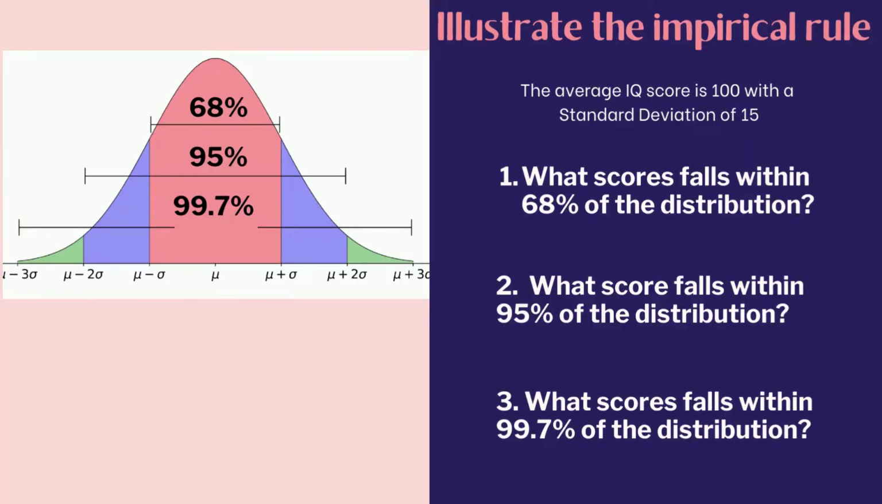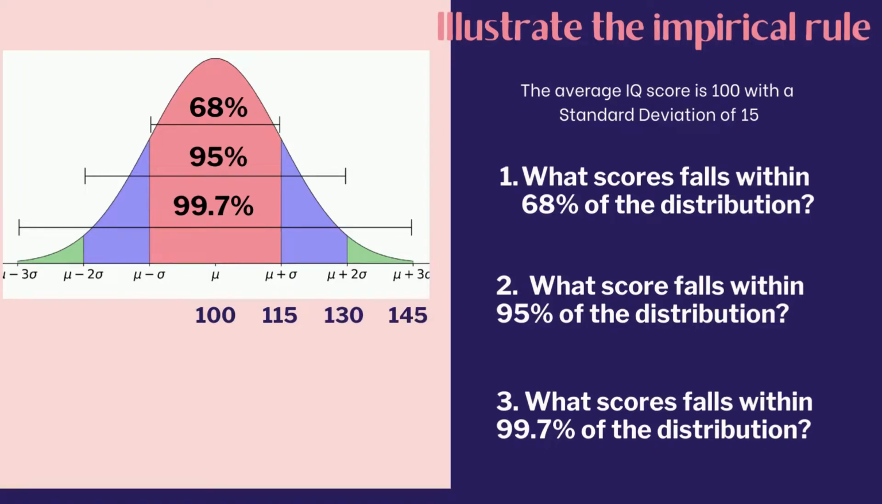So now, let's illustrate the empirical rule. Let's answer this given question. The average IQ score is 100 with a standard deviation of 15. So the mean is the average and it's 100. So we have here the bell curve and the standard deviation is 15. From the mean going to the right, we just add 15. So 100 plus 15 is equal to 115. Plus 15 is equal to 130. Then plus 15 is equal to 145.